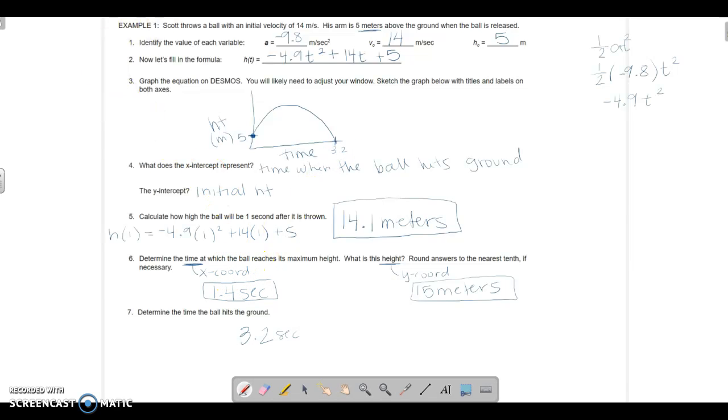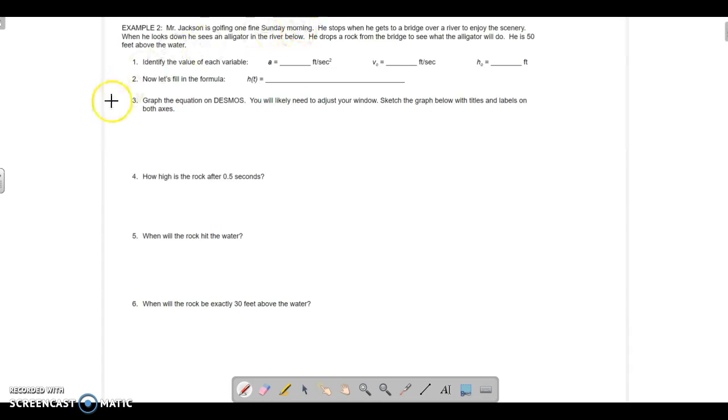Okay, so go ahead and take a look at the last one. Example 2: Mr. Jackson is golfing one fine Sunday morning.